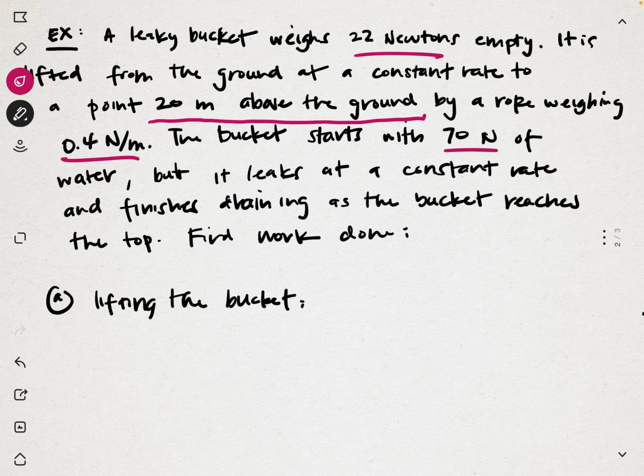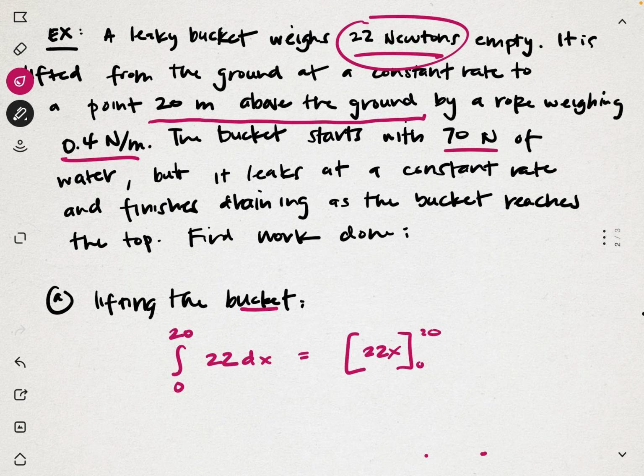Okay, so we're going to find this in parts, which helps us to get the whole picture easier. It says that the bucket weighs 22 newtons. So if we're trying to find how much work is done to lift the bucket, then we're starting at 0, we're lifting it 20 meters, so that's the end, and then we have 22 newtons. I guess we'll say this dx because they're not telling us what our variable is. So when we integrate any constant, we get 22x as the antiderivative, and we're going from 0 to 20. So this is 22 times 20, which is 440. And if we plug in 0, we get 0. So this is going to be 440. I believe it's in newtons.